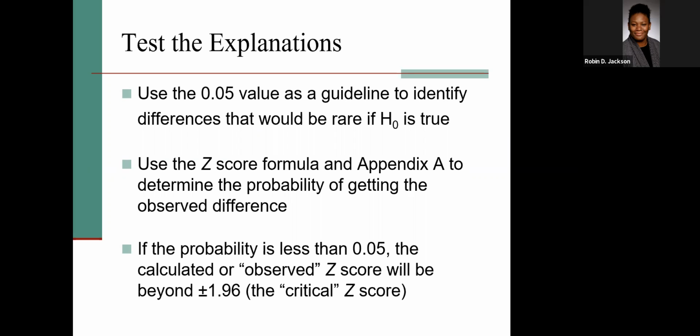Some disciplines will use 0.10. It's rare, but it is possible. We pretty much use 0.05 for our field. So like this slide says, the 0.05 is a guideline. For our field, researchers typically set things at the 0.05 level.